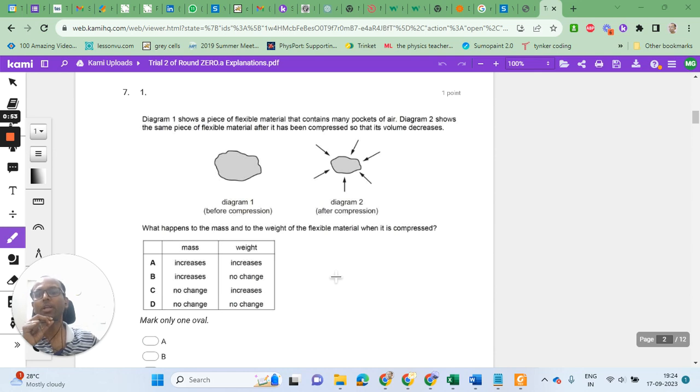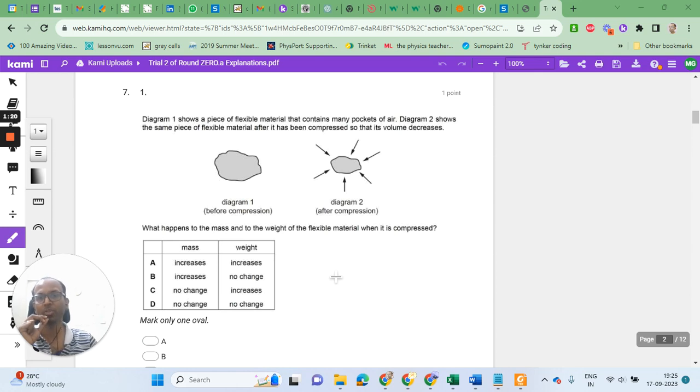So in this question, what happened to the mass and to the weight? Now see, you are having flexible material. Think of it like a sponge. So the sponge initially has pores which are filled with air, and that air is at atmospheric pressure. By compressing the sponge, you make it into a smaller volume, so the density of the sponge will increase, but the mass remains the same.